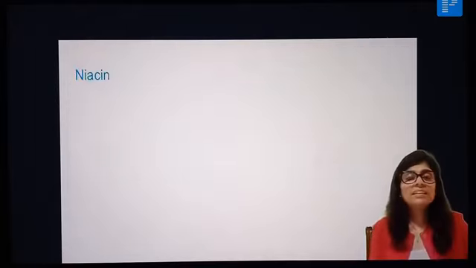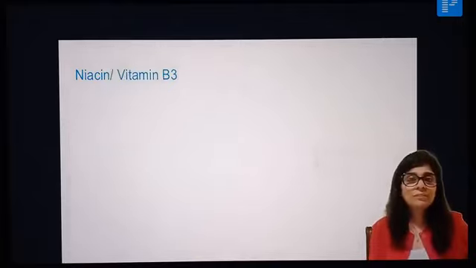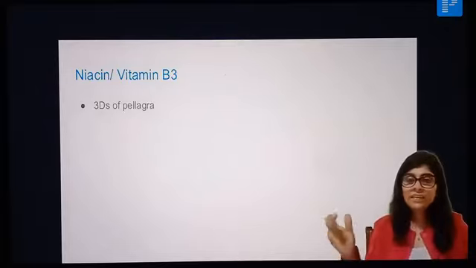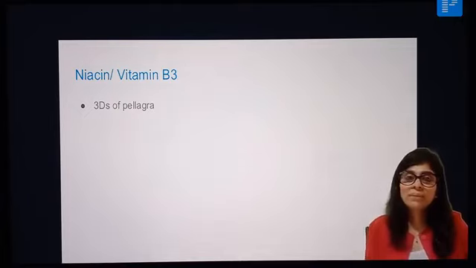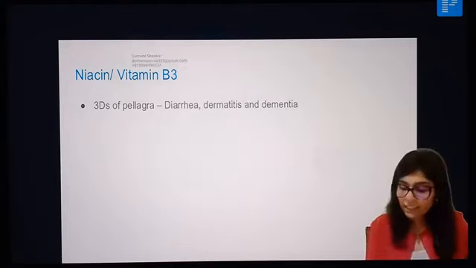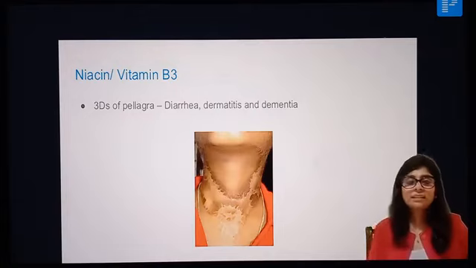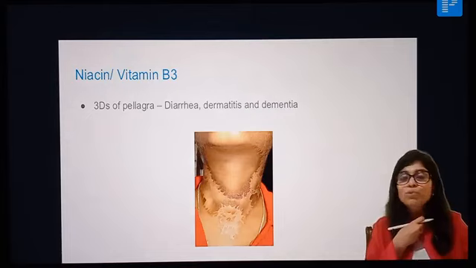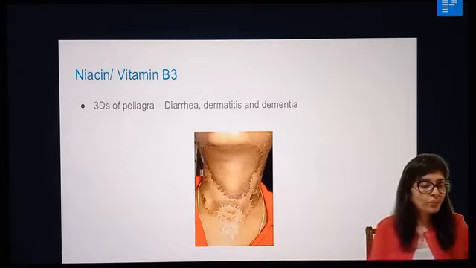What is niacin? Niacin is vitamin B3. And niacin or vitamin B3 deficiency causes 3 Ds of pellagra. Easy to remember, right? What are the 3 Ds of pellagra? Diarrhea, dermatitis and dementia. And dermatitis, what will you remember? Casal's necklace. Can you see that? This is Casal's necklace, which is a hyperpigmented skin lesion seen in the sun exposed area. This is called Casal's necklace, and it is caused by tryptophan deficiency.